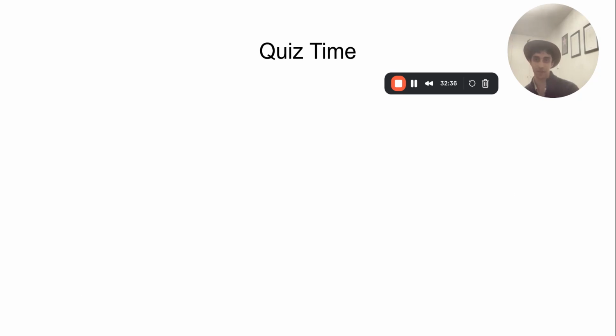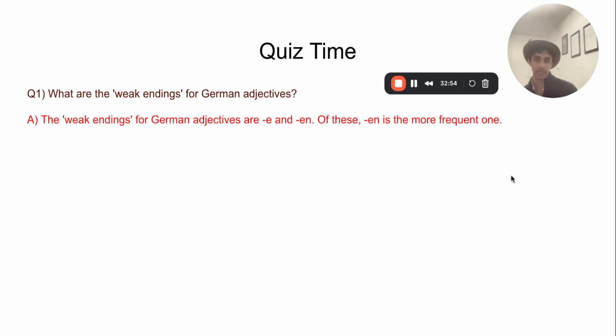Okay, now there's a further small quiz to test your understanding of these German adjective endings. Question 1, what are the weak endings for German adjectives? There are two potential ones, so try and name both. Okay, and I'm going to show the answer for this. The weak endings for German adjectives can be e or en. Of these, en is definitely the more frequent one. So you can start off perhaps by remembering everything as en, and then the ones where the weak ending is simply e instead.